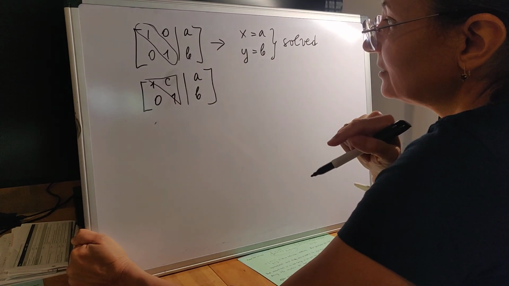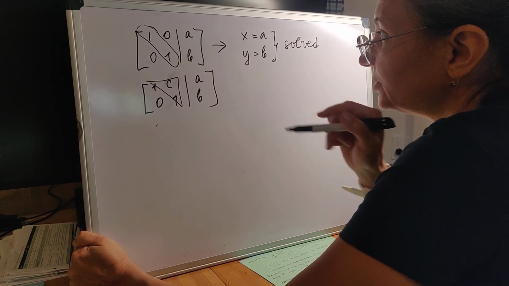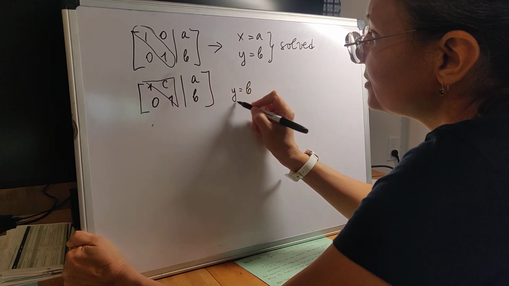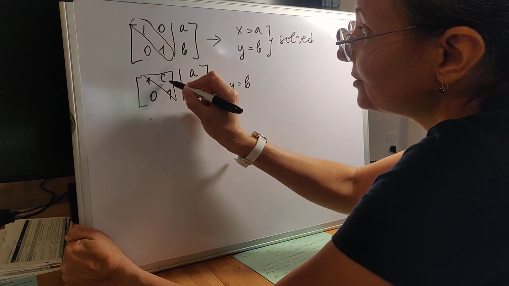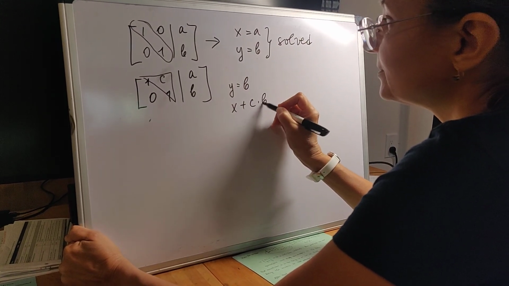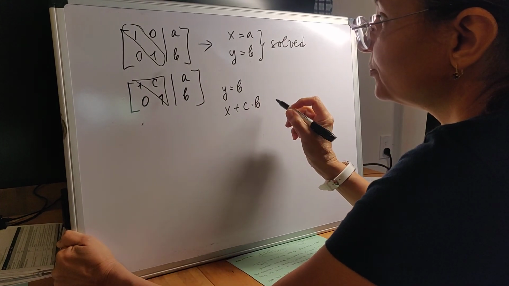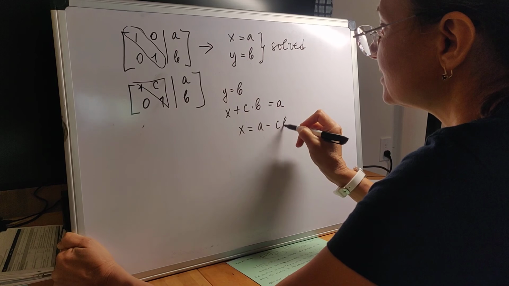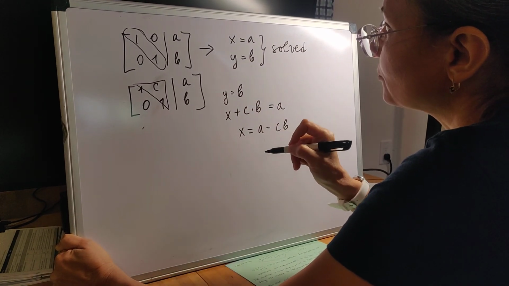This matrix is still not bad to solve a system of equations because, for example, here we have y equals b, and you can take this y equals b and plug it into your first equation and have x plus c multiplied, it was y here, now I put b here, equals a, from where x equals a minus cb, which is not difficult to solve.